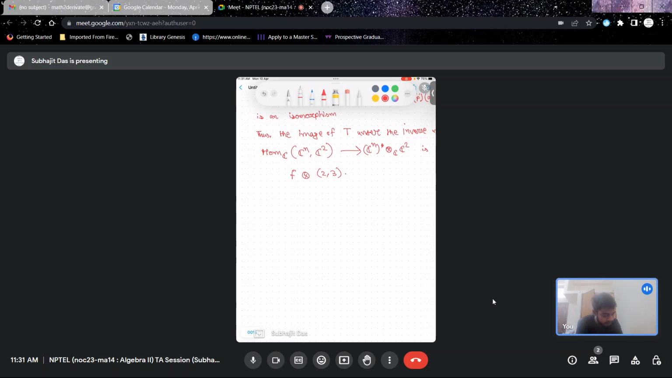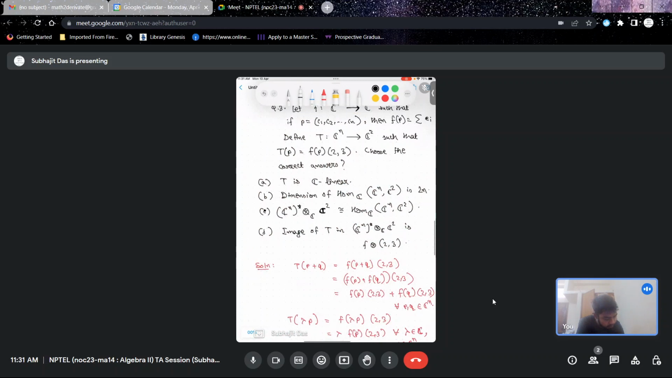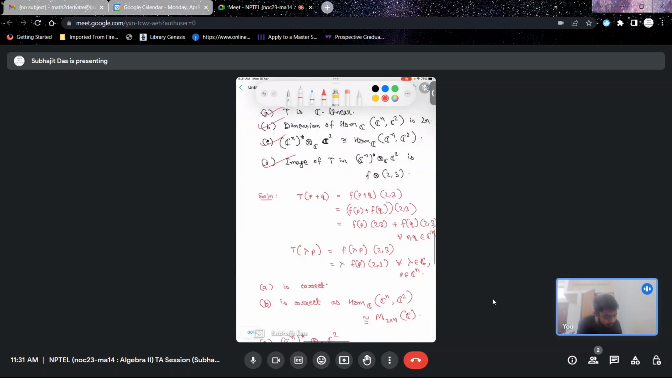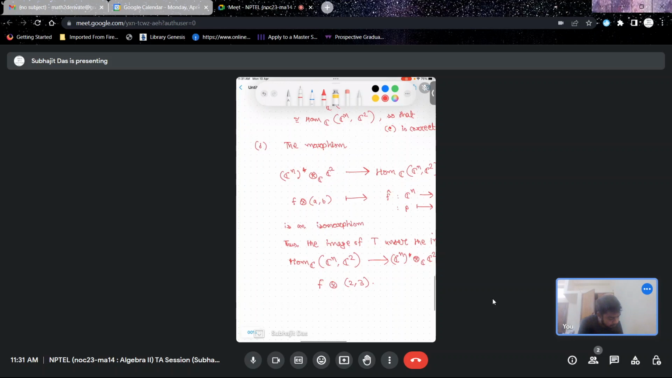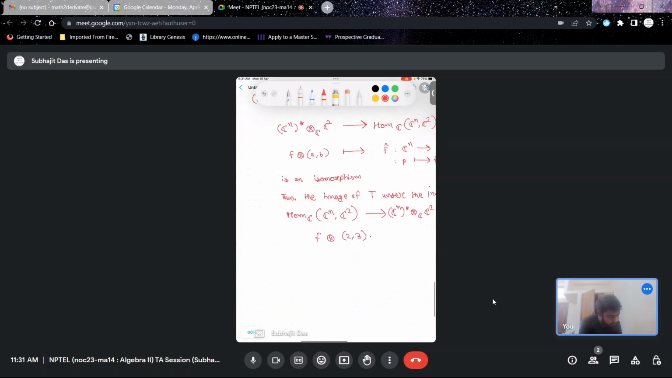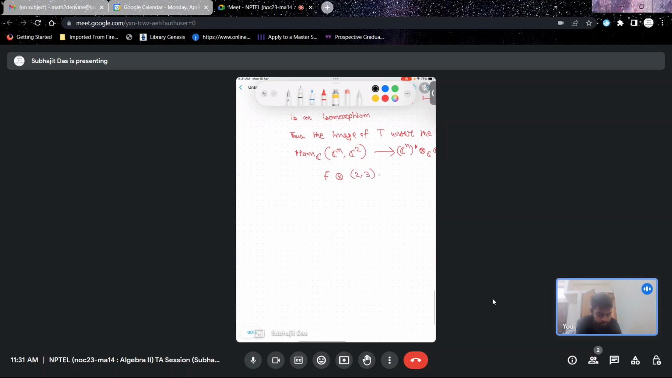Let's move on to our next problem. So which of the following were correct? Certainly T is C linear, dimension is this, and this is this. So each one of the options is correct, right? Let us move on to our next problem.